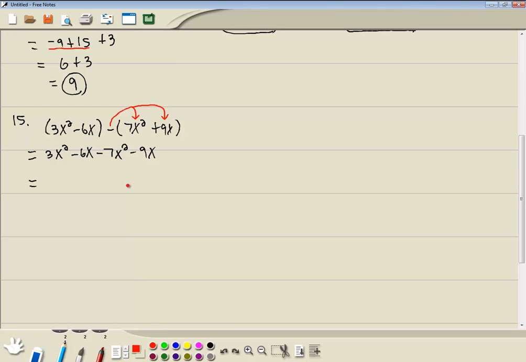Now combine together like terms at any step. Like terms, same variable to the same power. So we got 3x squared minus 7x squared gives us negative 4x squared. Here we got an x, and here we got an x. Negative 6x and negative 9x gives us negative 15x. And that's our answer.